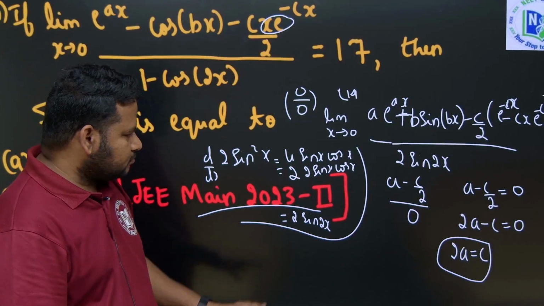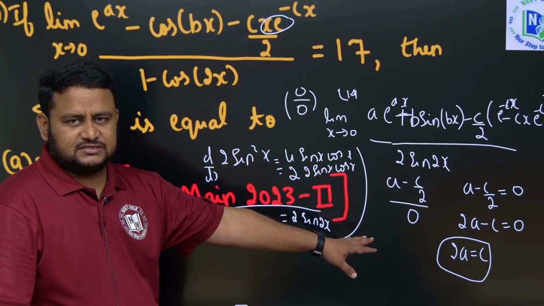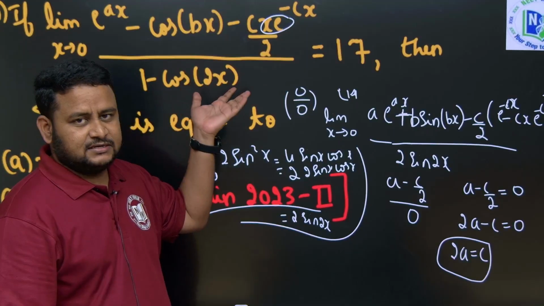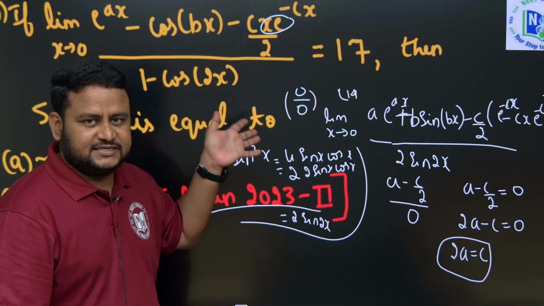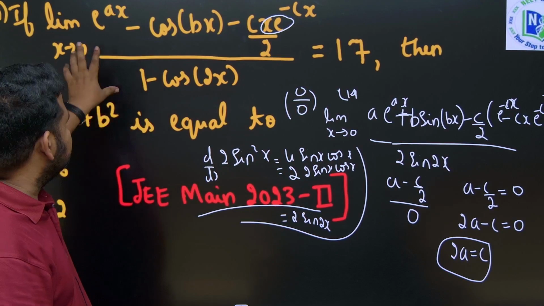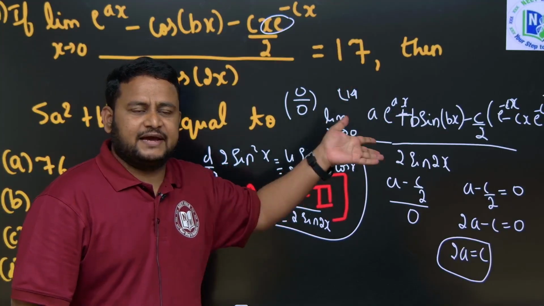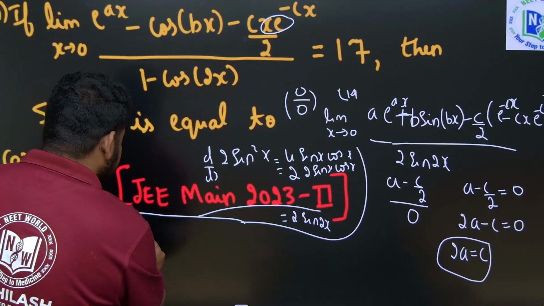Now you can put the value of 2a is equal to c, or a is equal to c by 2 here, and you can expand the series. But I told you initially itself, let us not expand the series, let us solve it as it is. So what we can do, friends, is apply the LH rule again for this. Let me write it here, I am continuing it here.